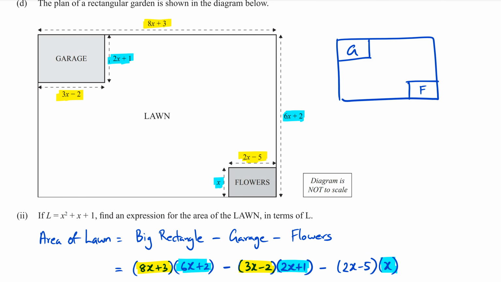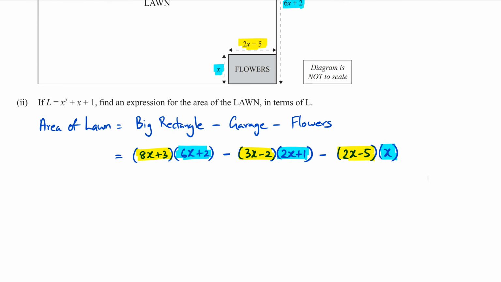So what we've got here is just a very lengthy quadratic equation. So we have to expand the quadratic out and simplify it, and hopefully we can figure out a way to connect that L there. So expanding this quadratic here, we've got 8x times 6x, which is 48x squared. And then we've got 8x times 2, which is 16x. 3 times 6x, which is 18x. And 3 times 2, which is 6.